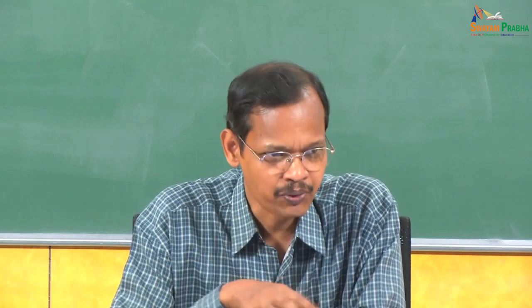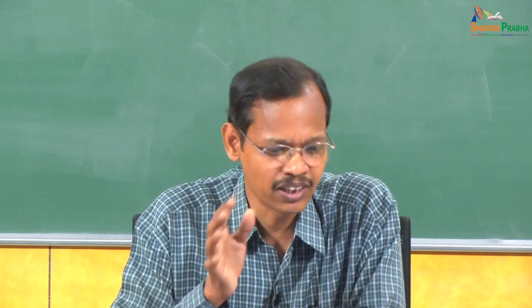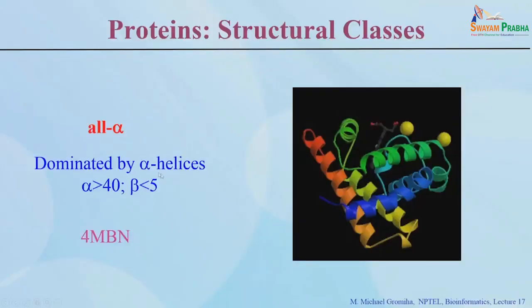The major one is all alpha proteins. All alpha proteins contain mainly alpha helices. You can see they are dominated by alpha helices, so more than 40% alpha helices and fewer beta strands. You can see an example. Here you can see several alpha helices.